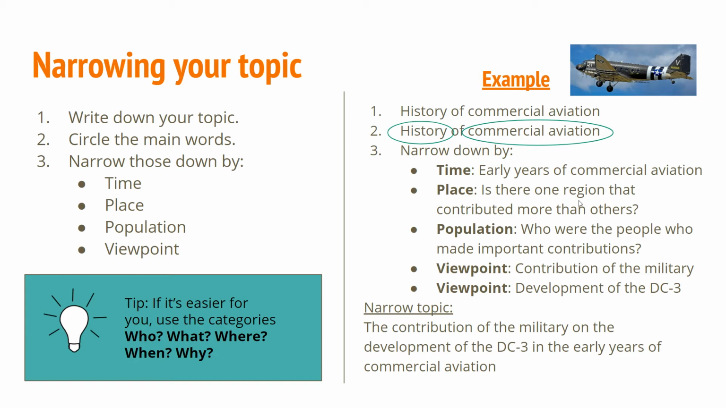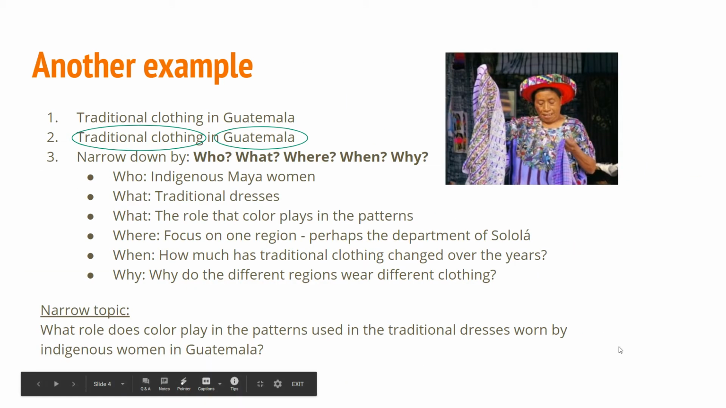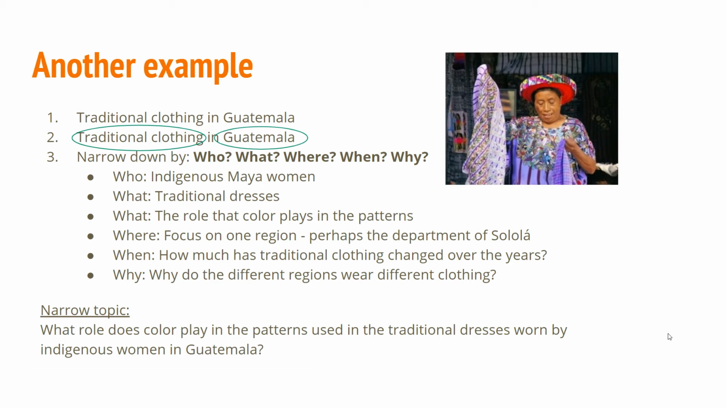If it's easier for you, though, if you don't like time, place, population, viewpoint, you can also think about the who, what, where, when, and why. And this next example will use those instead. So in this example, let's say I'm in a fashion class and I'm really interested in the traditional clothing of Guatemalans. They wear very, very colorful clothing in Guatemala, and the indigenous people there have really stuck to wearing their traditional clothing. It's almost a form of protest, like they're not going to capitulate and do everything that the white settlers wanted them to do. Instead, they've kept to the traditional clothing and the traditional textiles there.